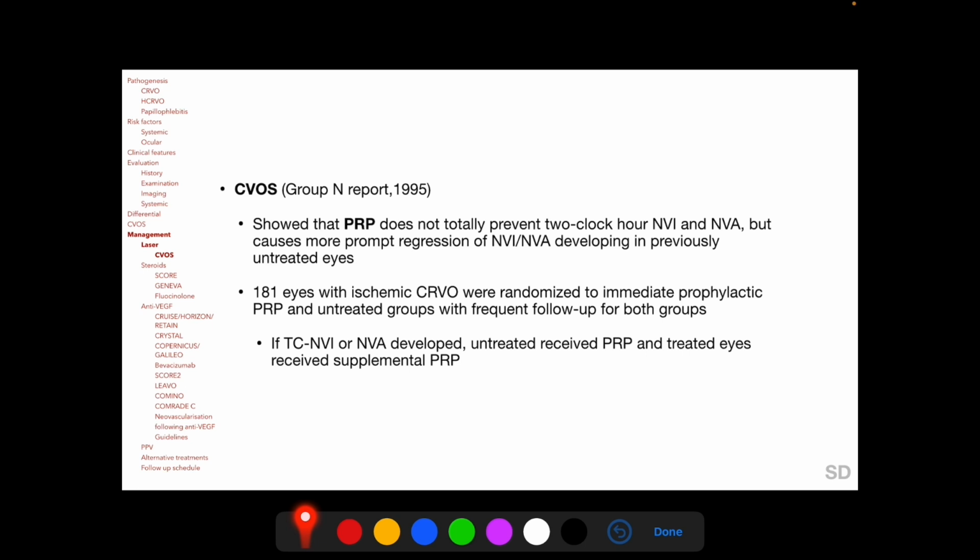In this study, eyes with ischemic CRVO were randomized to immediate prophylactic PRP with the intention to prevent development of neovascularization and to an observation group, and patients in both the groups received frequent follow-up. And if TCNVI and/or NVA developed during follow-up, untreated patients received pan-retinal photocoagulation, and eyes which had already received prophylactic PRP received supplemental PRP.